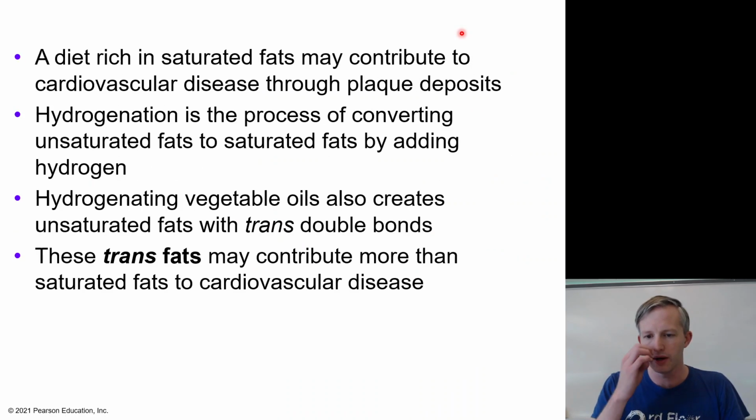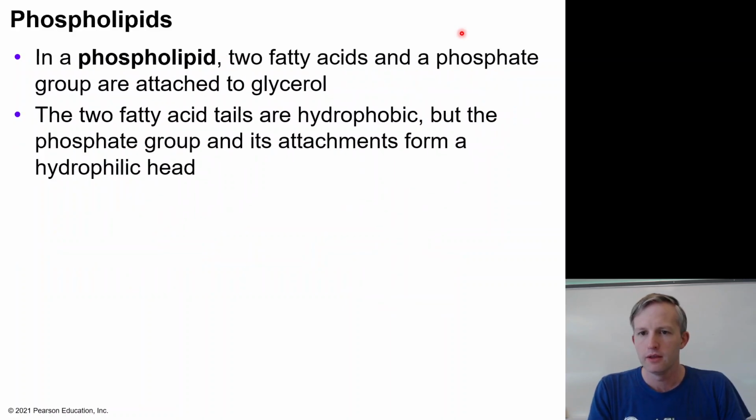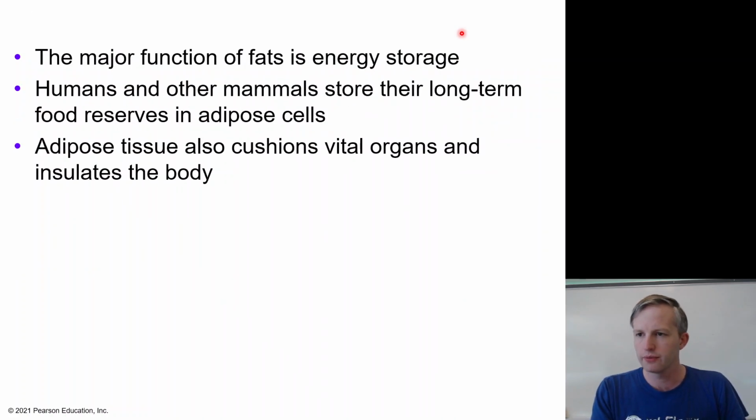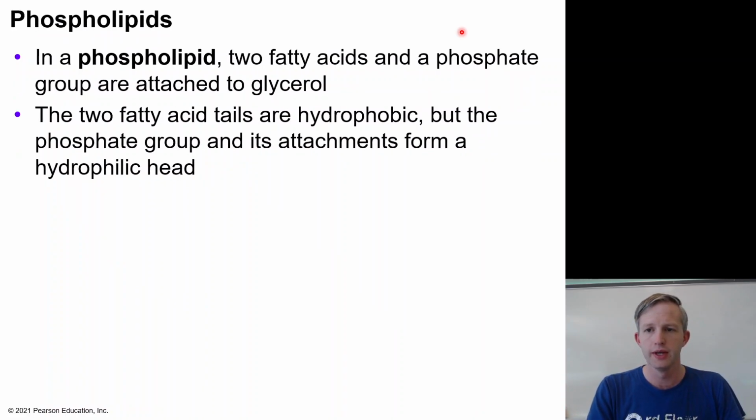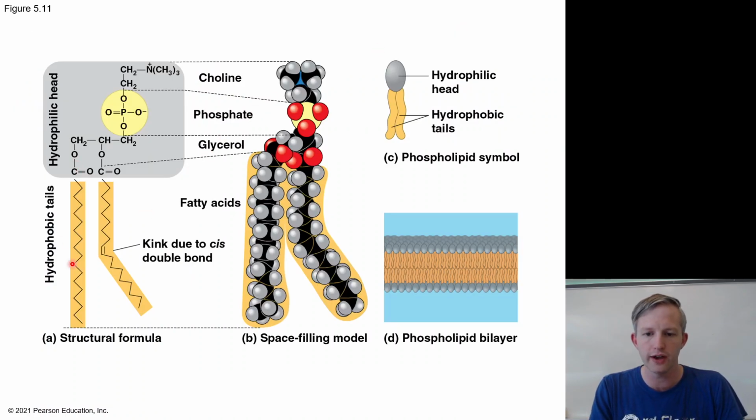Now, as I said, I wanted to introduce, I think we probably know this, but one primary function is energy storage, and then also warmth and insulation in adipose tissue, which is fat tissue. But another absolutely significant function of these is the phospholipid. And the phospholipid is two fatty acids and a phosphate attached to a glycerol. And so that's why there's two fatty acid tails and then that phosphate group that gives it that hydrophilic nature at the top.